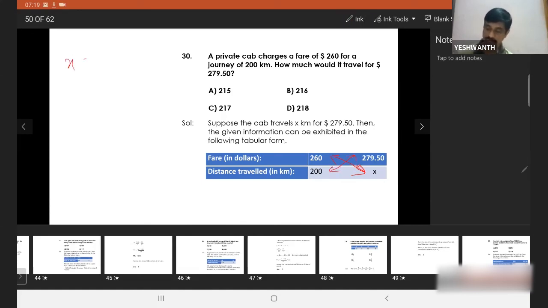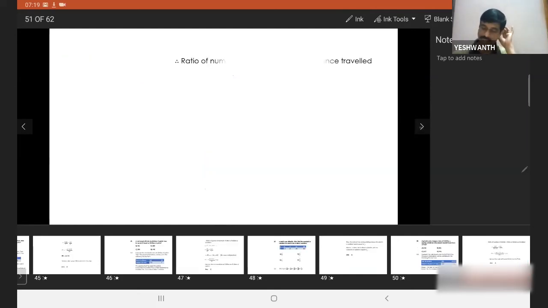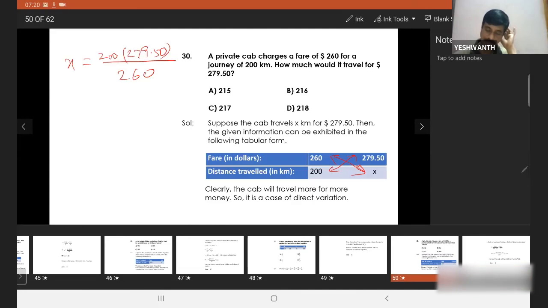So x equal to 200 into 279.50 by 260. If you calculate, you'll get the nearest value. What value are we getting? 215. So x equal to 215. So the option is A. Please note it quick.